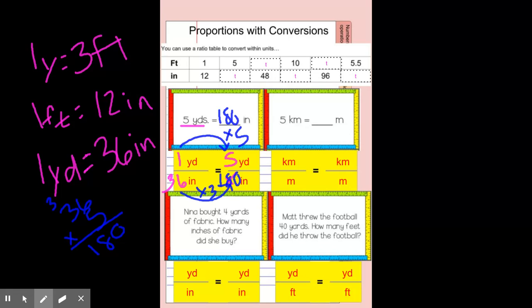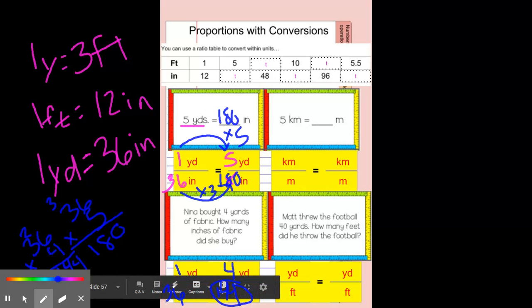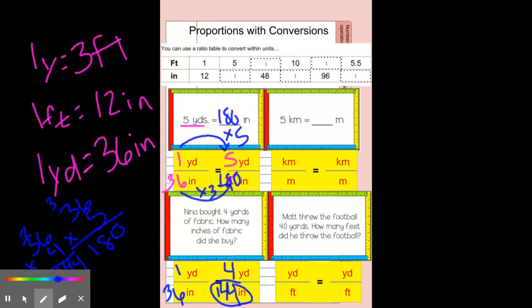The next one, it says Nina bought 4 yards of fabric. How many inches of fabric did she buy? You guys are going to try that one on your own, and you already have the yards to inches conversion right here. So pause the video and go ahead and try that one. All right, so you should have done the same thing, except for this time we're multiplying by 4, and you should have gotten 144 inches.